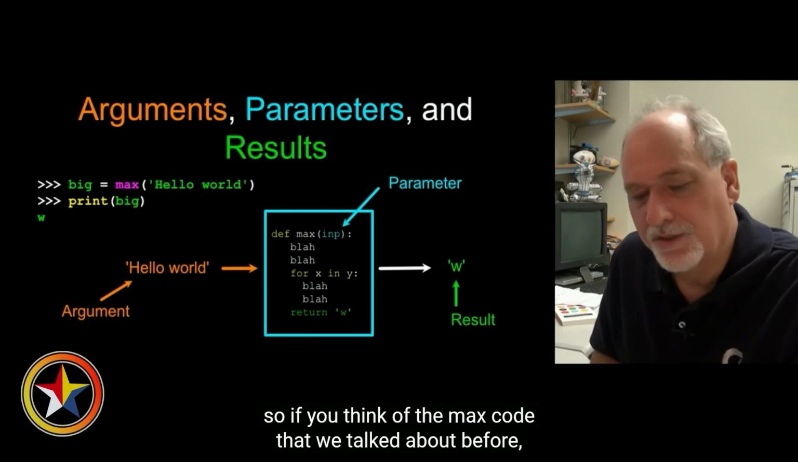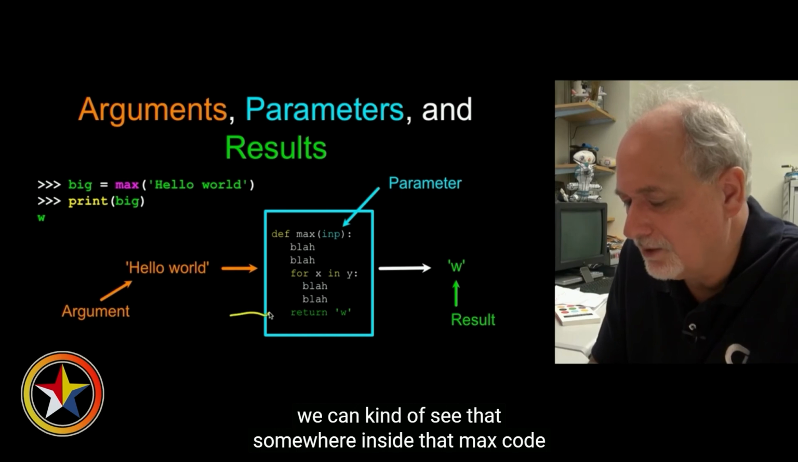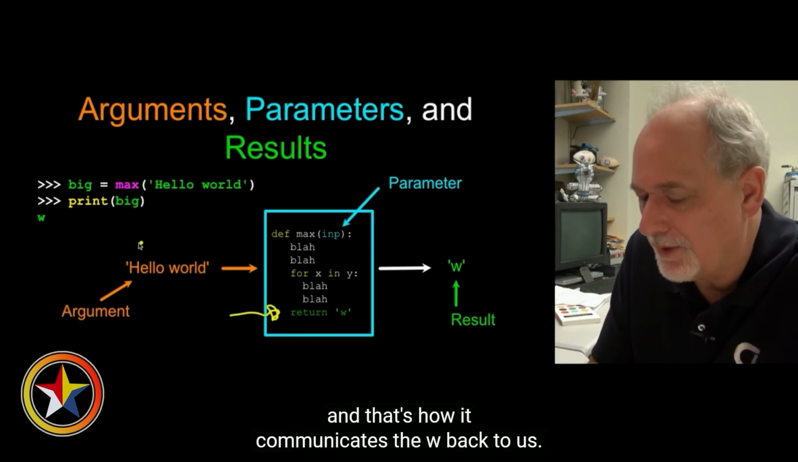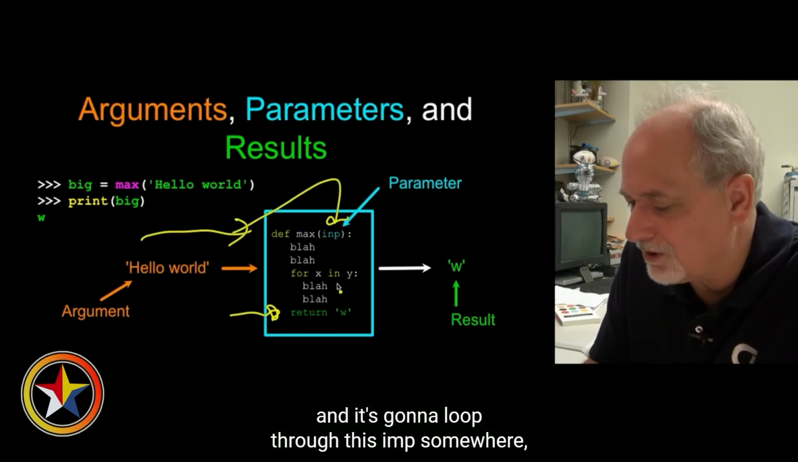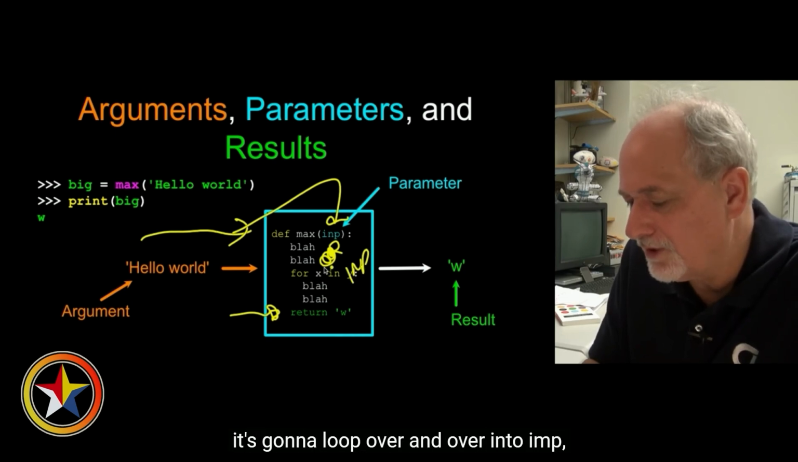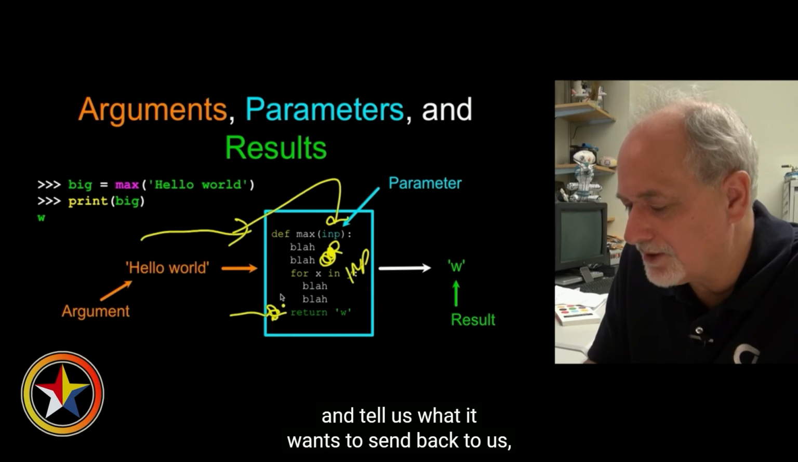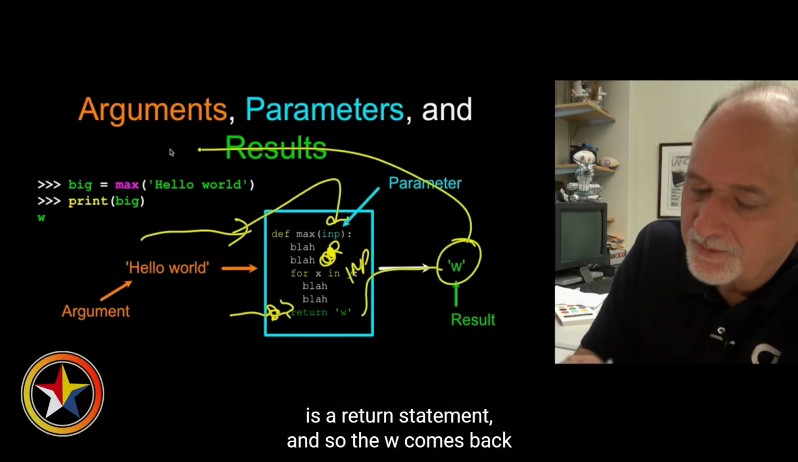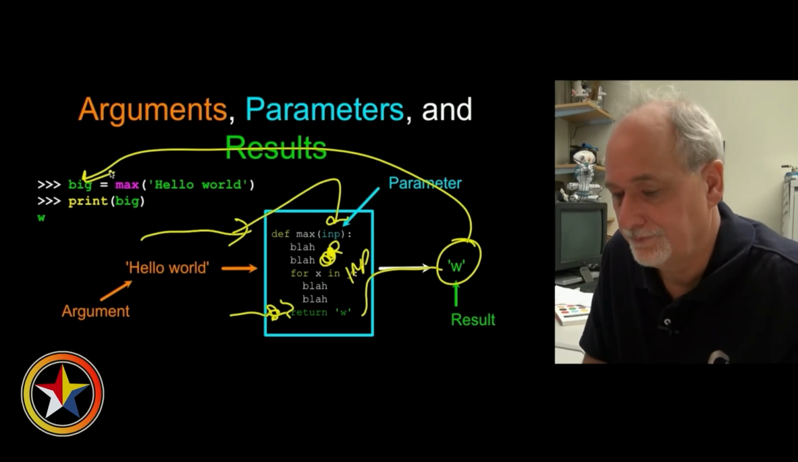If you think of the max code that we talked about before, somewhere inside that max code there's a return, and that's how it communicates the W back to us. So we pass in the argument, hello world. It comes in as a parameter, and it loops through INP somewhere. At some point it figures something out, and what it wants to send back to us is a return statement. And so the W comes back and gets assigned into big.